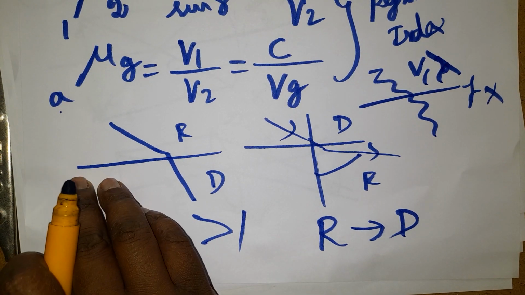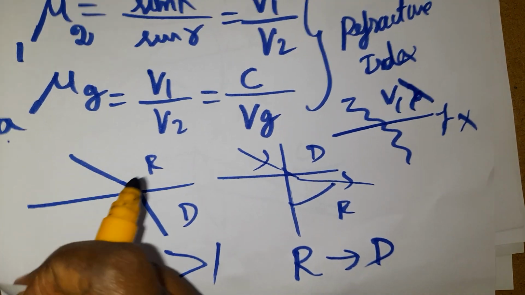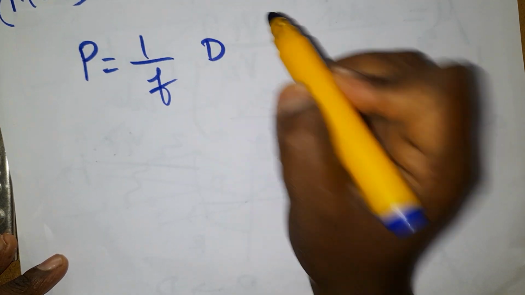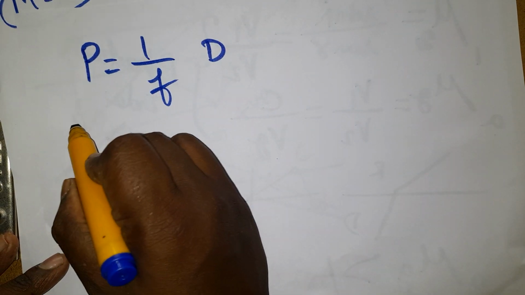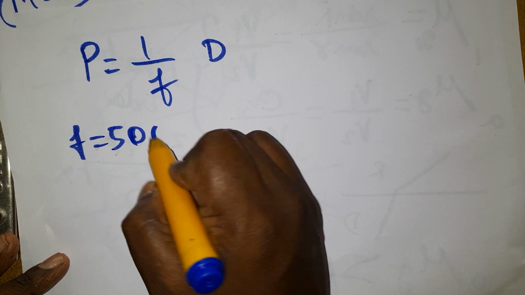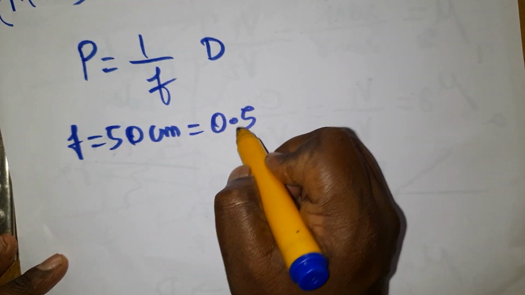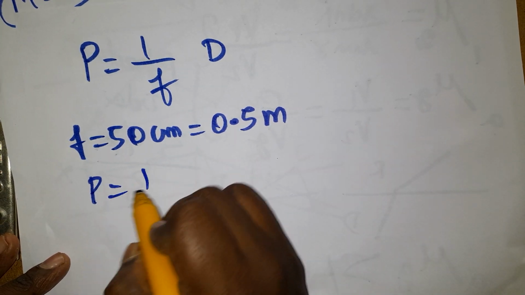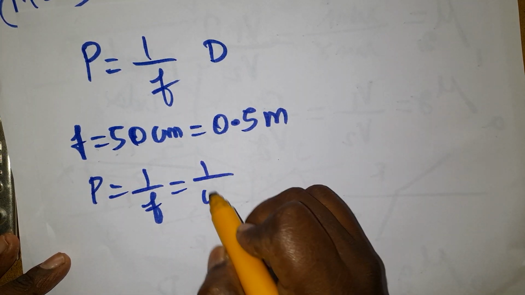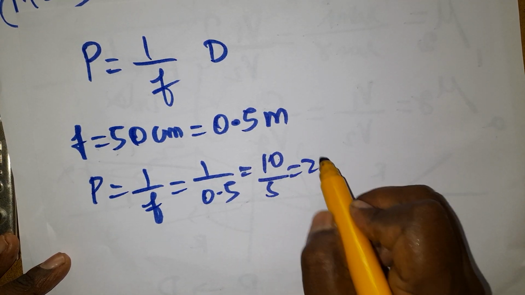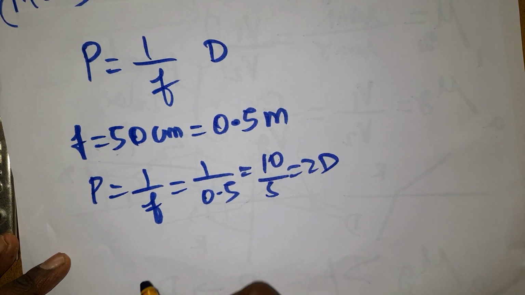Okay. Now the next question: power problem. Power is equal to 1 by focal length. Power is inversely proportional to the focal length. The unit of power is diopter. Example: I take the focal length as 50 centimeter. What is the power? 50 centimeter we can write as 0.5 meter. So power is equal to 1 by focal length, so 1 by 0.5, so 10 by 5, 2 diopter as the power. It is a convex lens.